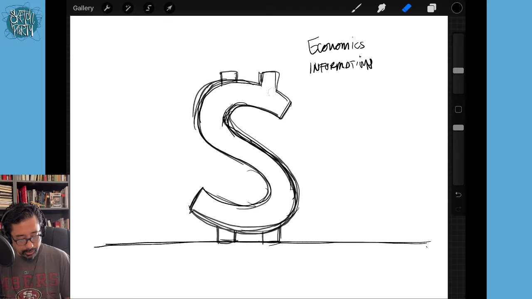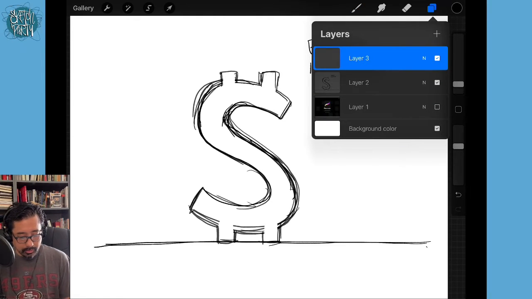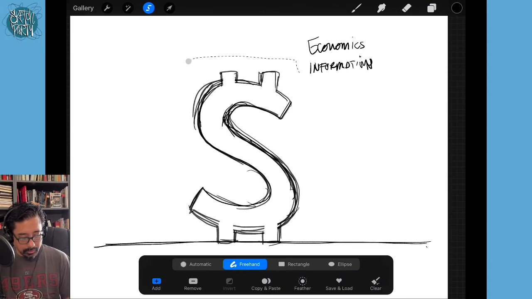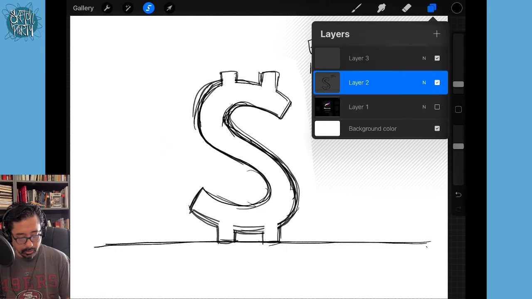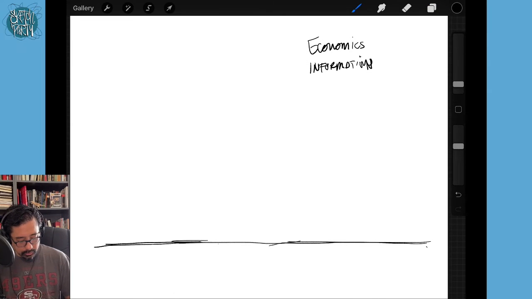So what I think I'm going to be getting at right now is this is a building, a place of information, like a school of economics. You know, I'm going to trash this. I have an idea that I want this S, this dollar sign thing to be different. More like a building.